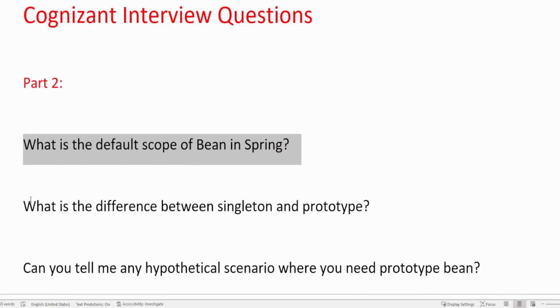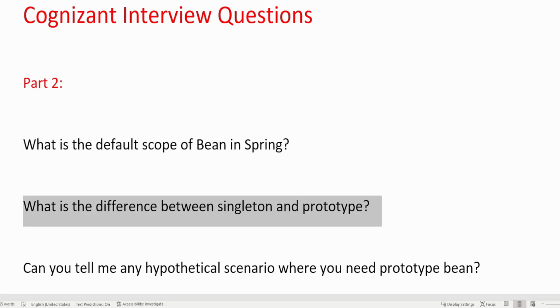The next question is a subsequent question to the earlier one, because it's the same thing: what is the difference between singleton and prototype? These are two different scopes of a bean. In the case of singleton scope, only one instance is created, but in the case of prototype, multiple instances are created.